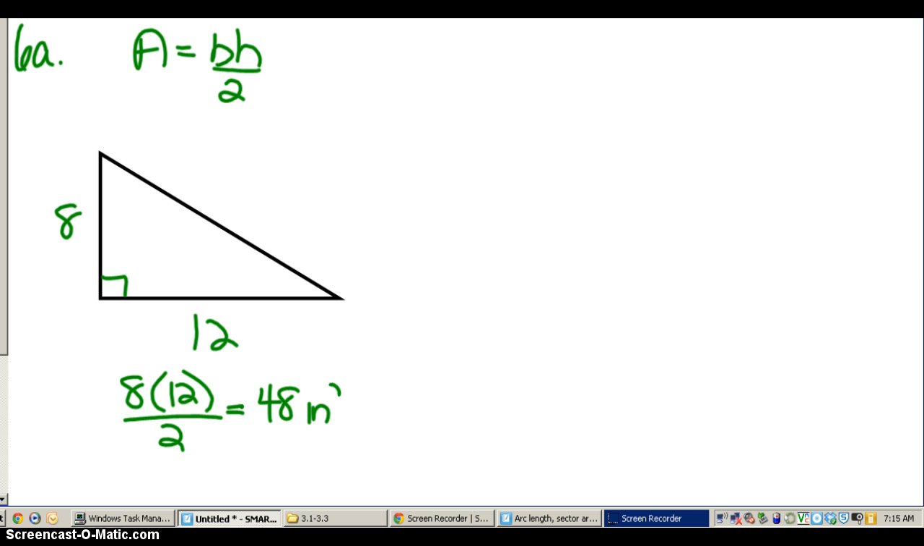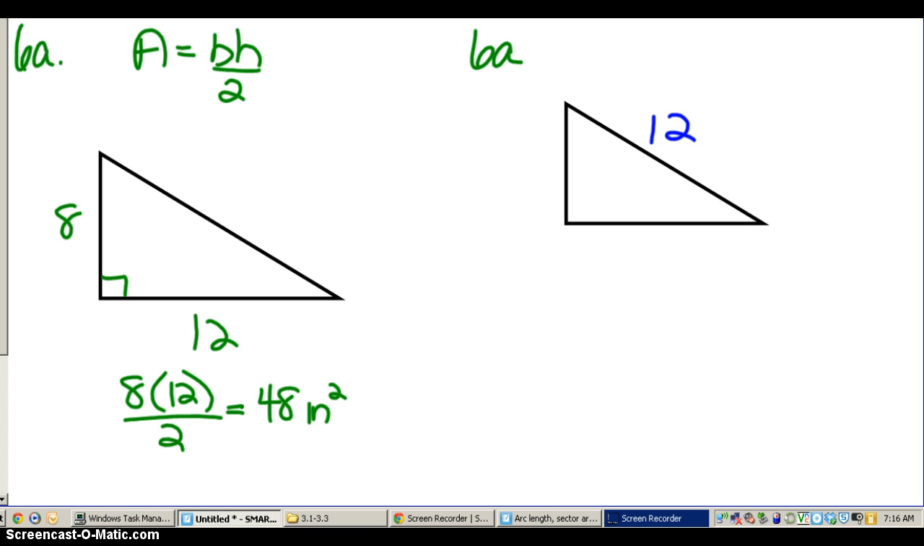And that's inches squared. But now in 6b, they give us the hypotenuse of 12 and a leg of 8. So we need to use Pythagorean theorem to be able to find the other leg so that we can solve.